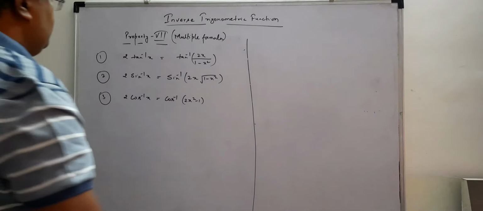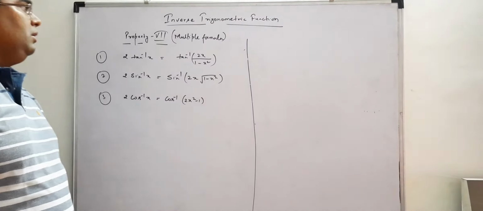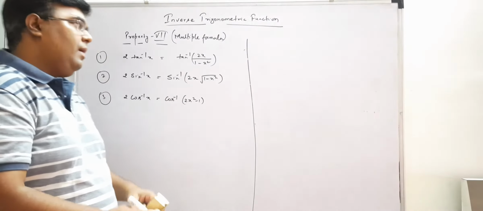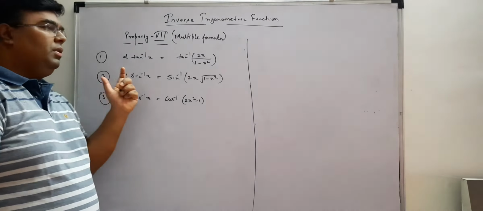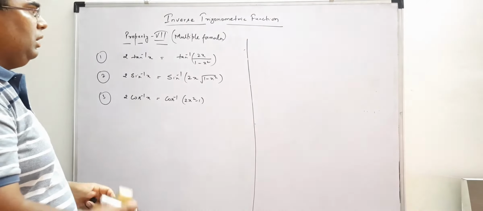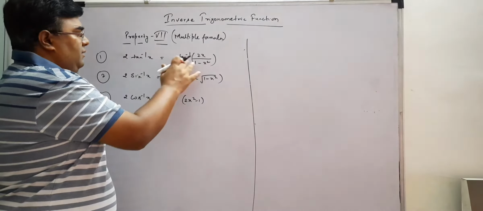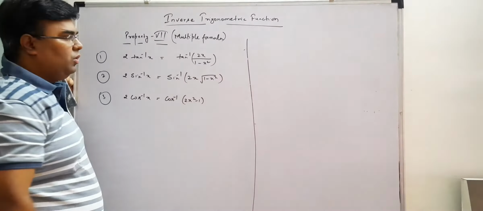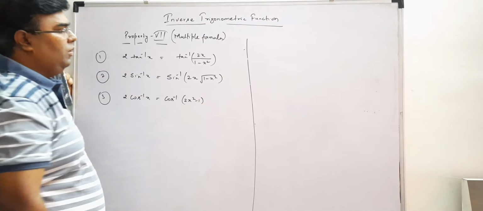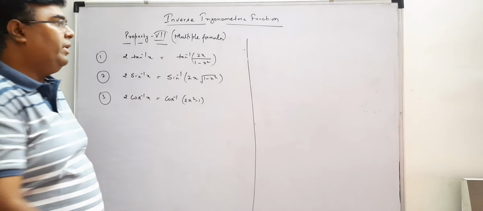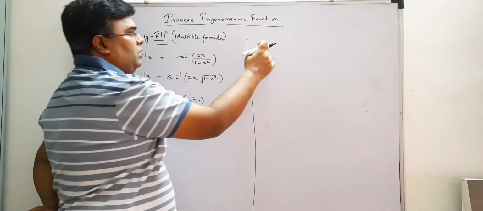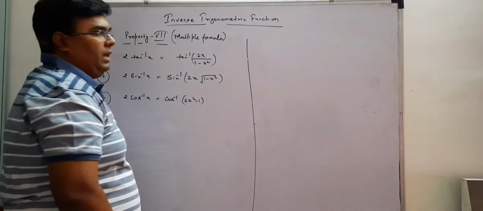Okay, let us move on to the next formula, which is the multiple formula. I am taking a double multiple, meaning a multiple of 2 right now. We have 2 tan inverse x, 2 sin inverse x, and 2 cos inverse x. I am getting all these formulas. Let us see how we can arrive at it. What is 2 tan inverse x?